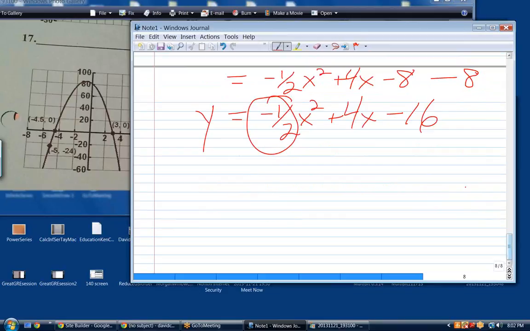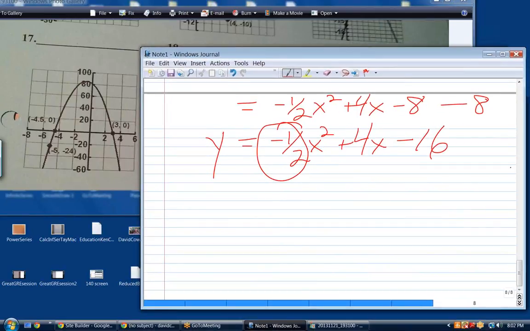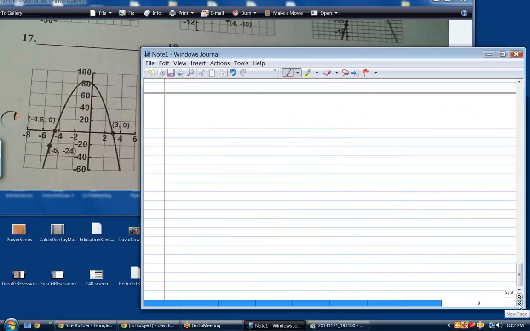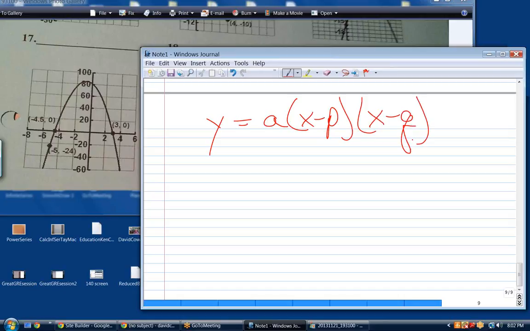17, we're going to want to use intercept form, because that's what we're looking at, the intercepts. So intercept form is this. We'll have P be negative 4.5 and Q be 3. So next line: A in parentheses, x minus negative 4.5. So what's the next line? X plus 4.5, and then x minus 3.